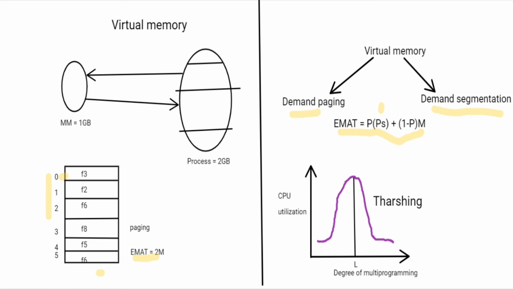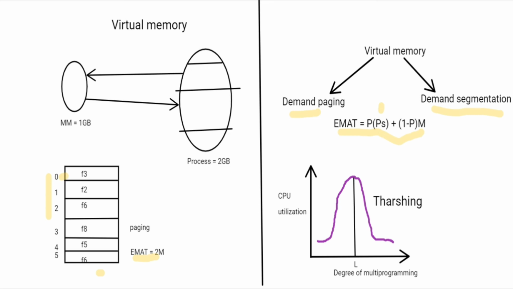To reduce page faults, we should use better page replacement algorithms. For example, if you use the FIFO page replacement policy, the page fault rate may increase, but using LRU, page faults may decrease. So LRU is better compared to FIFO. We have to use better algorithms to reduce the page fault service time. These are some of the advantages and disadvantages of virtual memory.